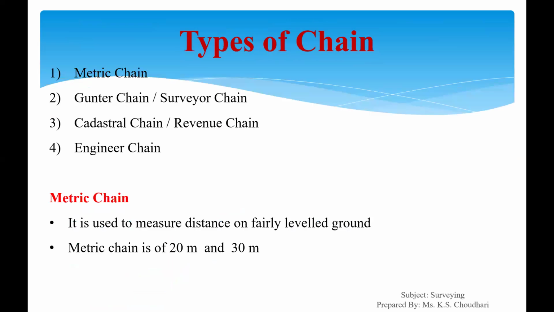Now, the types of chain. 4 types of chain are there: metric chain, Gunter chain or surveyor chain, cadastral chain or revenue chain, and engineer's chain. Metric chain. It is used to measure distance on fairly level ground. Metric chain is of 20 meter and 30 meter.